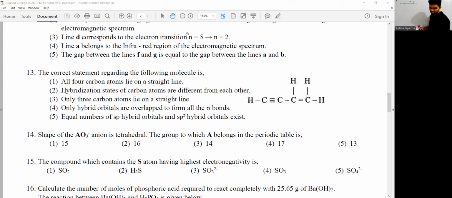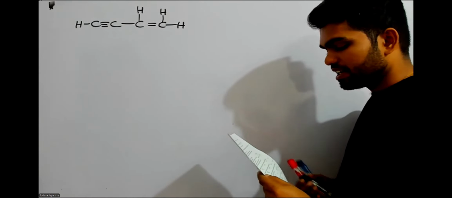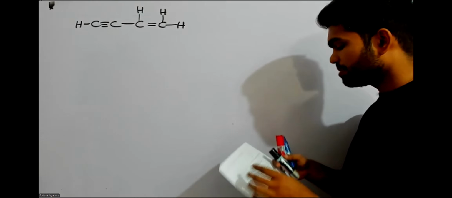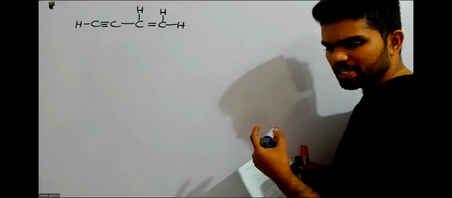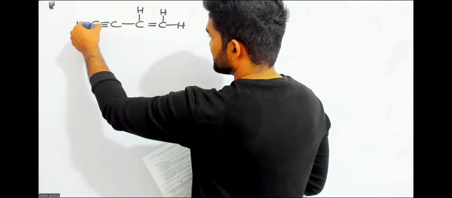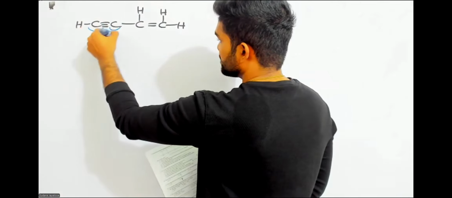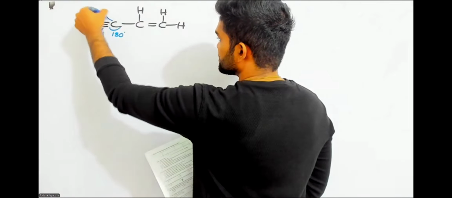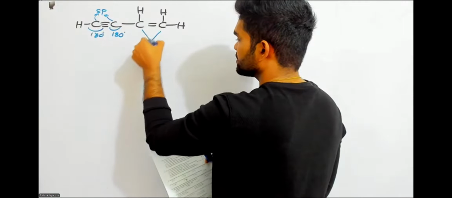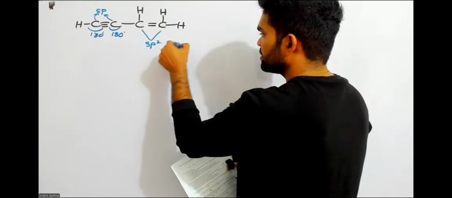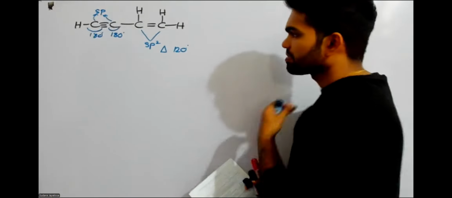I'm going to explain it at once. All four carbon atoms lie in a straight line. So, all four carbon atoms lie in a straight line. That is wrong, but let me explain that. You can see these carbon atoms are linear with a 180-degree bond angle because they are sp hybridized. And these two are sp2 hybridized, so it is going to be trigonal planar with 120-degree angles to each other. 120 degrees around the carbon.